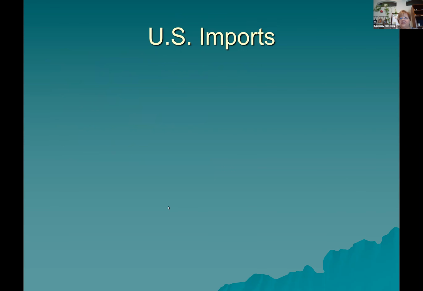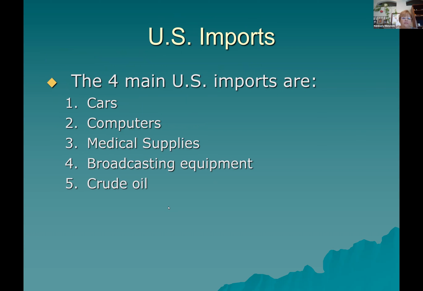What do we import? The things that we do not have a comparative advantage in. Cars, computers and consumer electronics in general. Medical supplies, that's a new thing added to the list since COVID. Number four is broadcasting equipment. I think that moved up on the list also due to COVID, because not only did professionals need broadcasting equipment, but businesses, with the increase in teleconferencing and Zoom and working from home, we all needed more equipment like that.